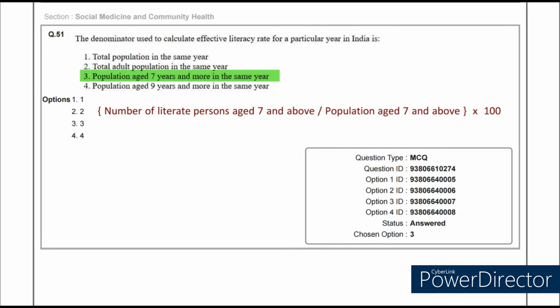To start with, question number 51 is about effective literacy rate. The formula for effective literacy rate is the number of literate persons aged 7 and above divided by population aged 7 and above, multiplied by 100. So in this case, the denominator will be population aged 7 and above. The correct answer is option 3.